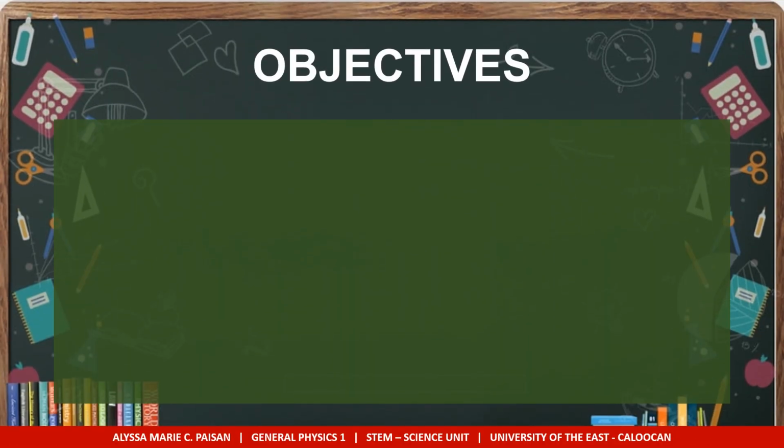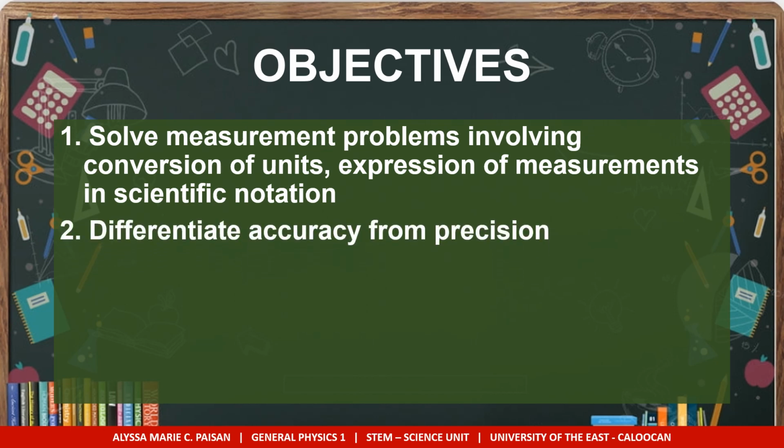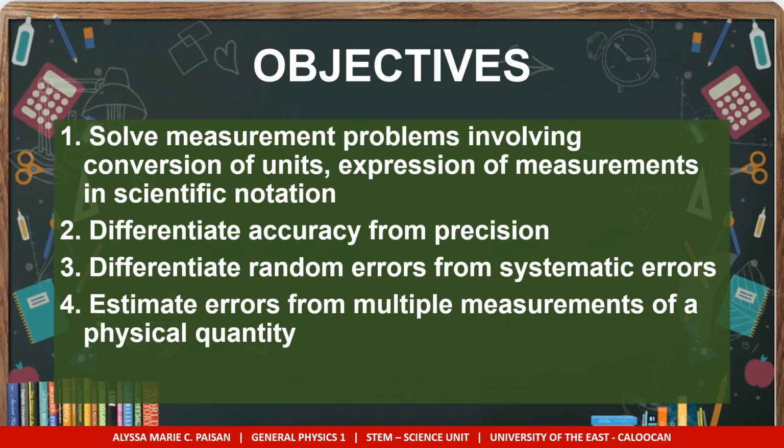After discussing each topic, you are expected to accomplish the following objectives. Number 1, solve measurement problems involving conversion of units and expression of measurements in scientific notation. Number 2, differentiate accuracy from precision. Number 3, differentiate random errors from systematic errors. And number 4, estimate errors from multiple measurements of a physical quantity.